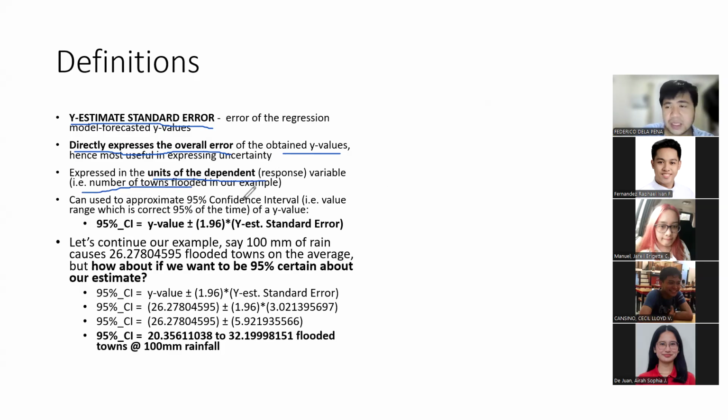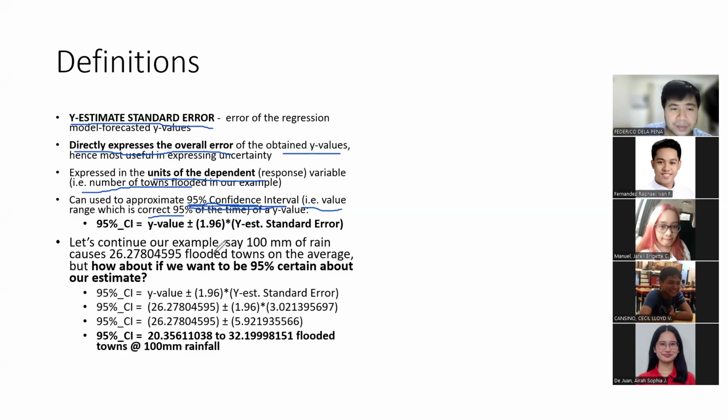And we can use this to incorporate the error in our estimate. And the most common confidence interval used when you're incorporating our errors is the 95% confidence interval. Again, this simply means that at this level, we are more or less correct 95% of the time.